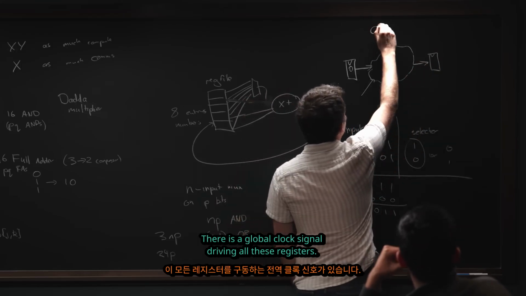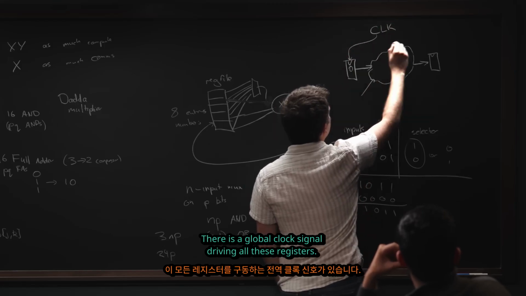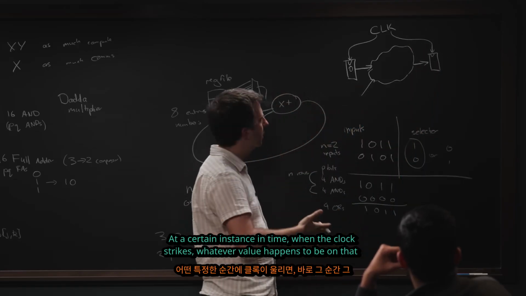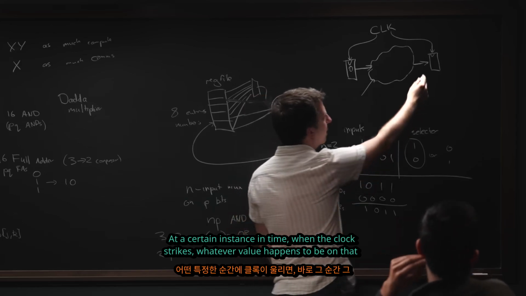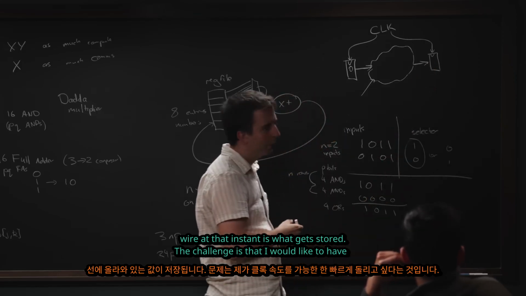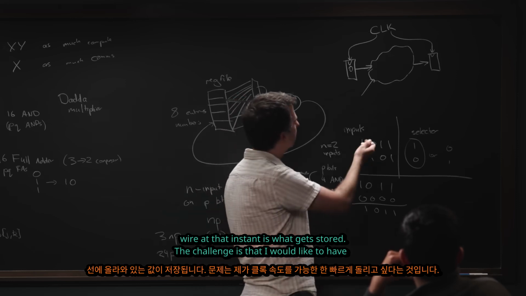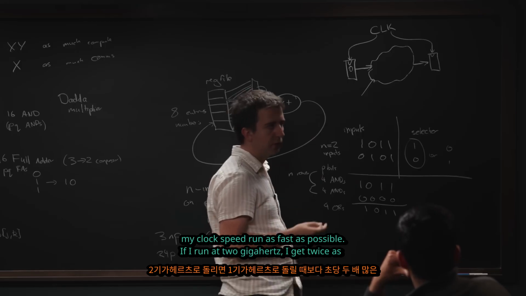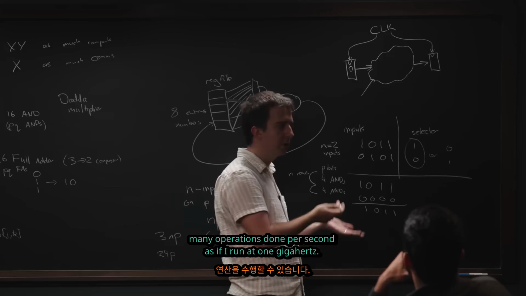There is a global clock signal which drives all of these registers. It says, at a certain instance in time when the clock strikes, whatever value happens to be on this wire at that instant is what's going to get stored in there. The challenge here is that I would like to have my clock speed run as fast as possible, because if I can run at 2 gigahertz, I can get twice as many operations done per second than if I run at 1 gigahertz.